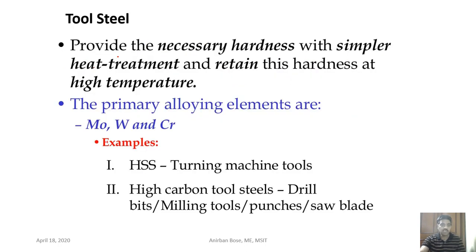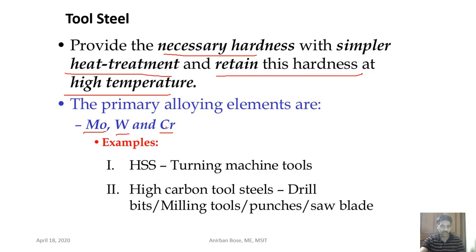Now tool steel, if you see, hardness and simpler heat treatment and retain the hardness at a high temperature. So these are the important properties that you have to remember. The primary alloying elements are molybdenum, tungsten, chromium. These are basically the things which give these properties like high temperature hardness and all that.